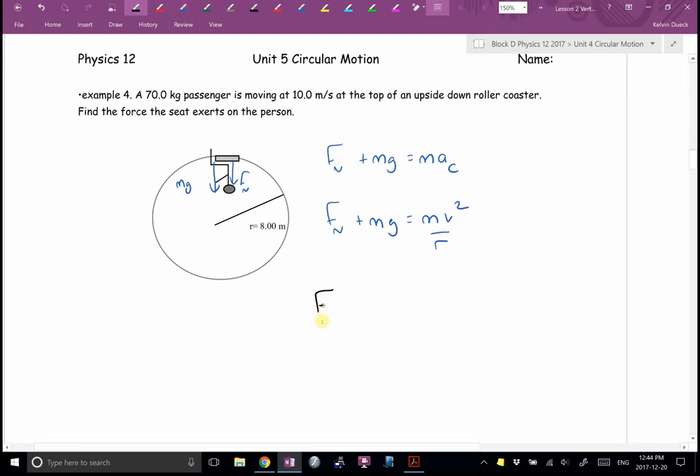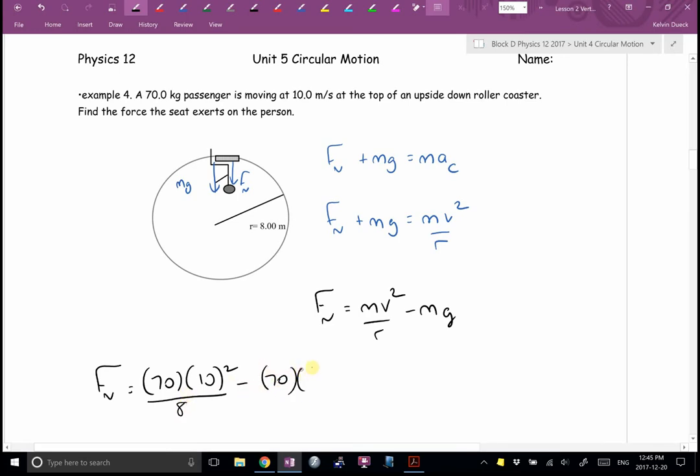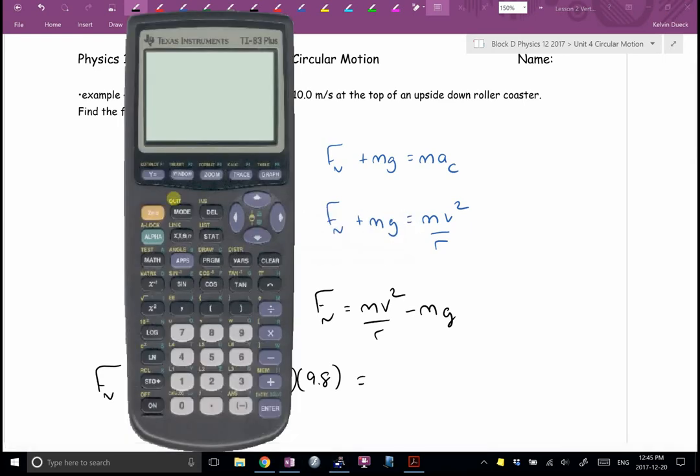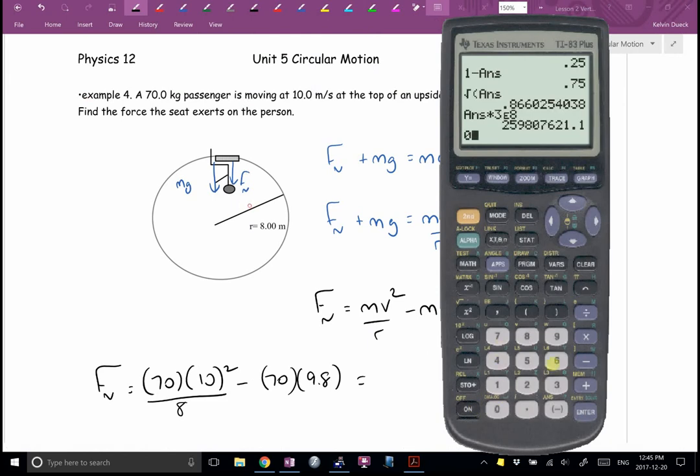So we're going to get this. The normal force equals mv squared over r minus mg. The normal force is going to be 70 times 10 squared. What's r? Yeah, I'll either tell you in the picture or in the question. Minus 70 times 9.8. Can I do that one in my head? Nah, yucky math. Seventy times 10 squared divided by 8. Take away 70 times 9.8.